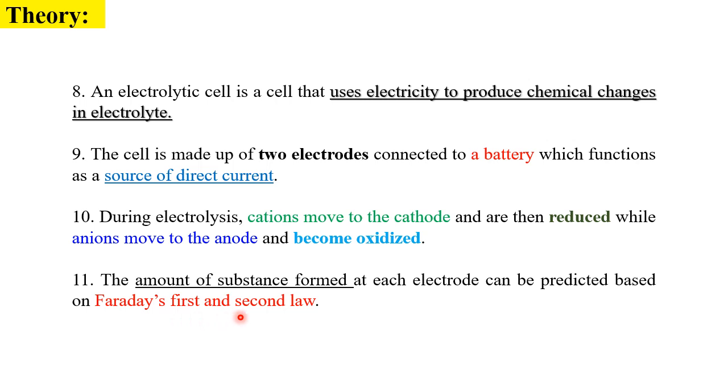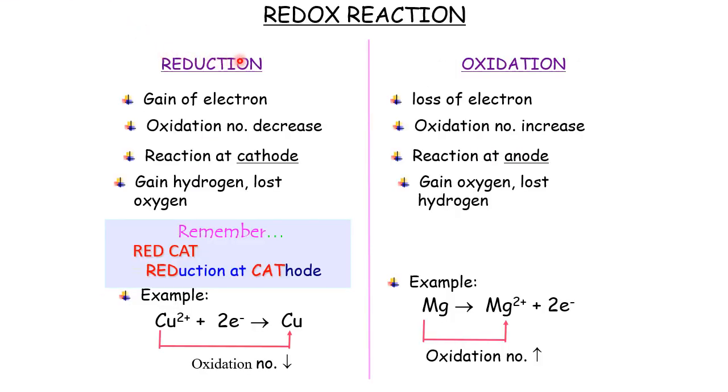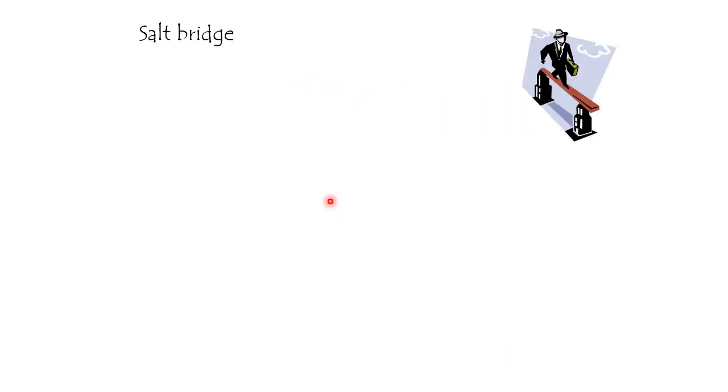So you must know the difference between galvanic cell and electrolytic cell, and then the anode and cathode of the electrode, the flow of electrons, and so on. So this is the comparison between the difference of reduction and oxidation. You can check it by yourself. What is the function of the salt bridge?